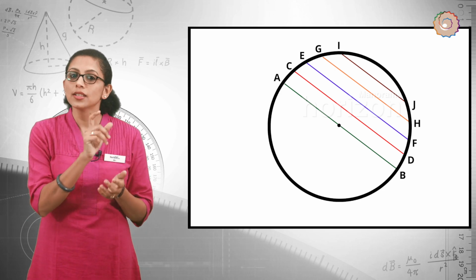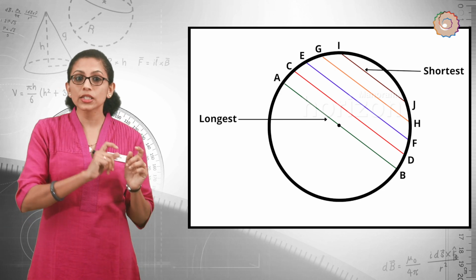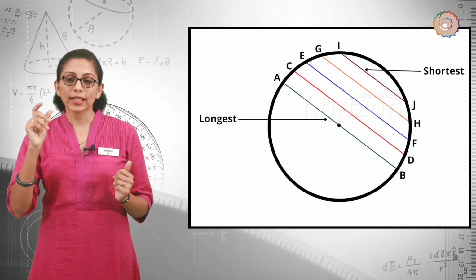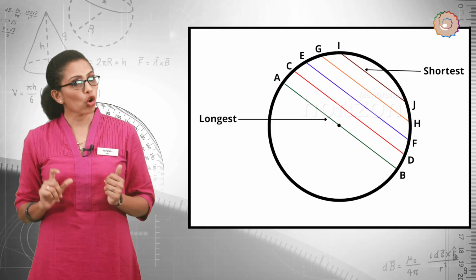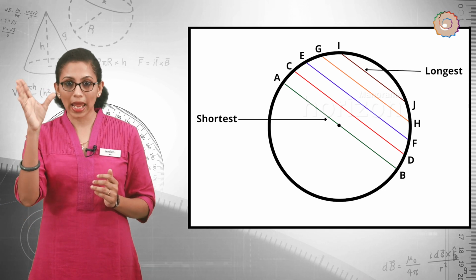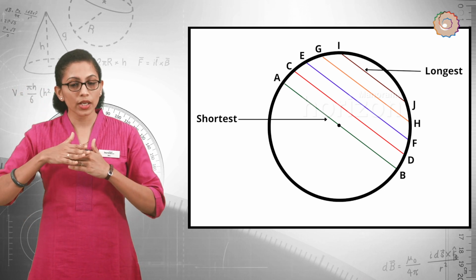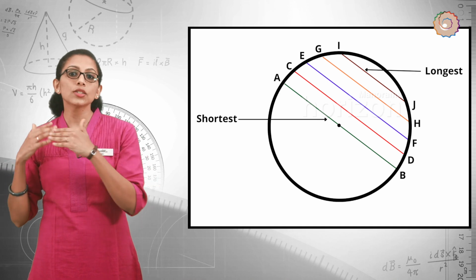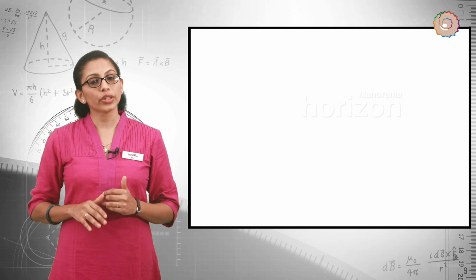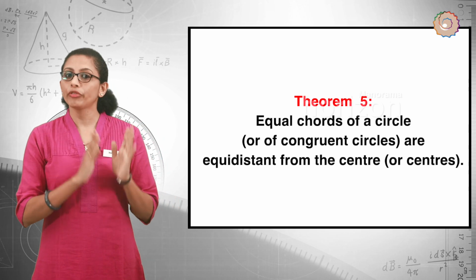Its distance is 0. So, AB is the longest chord in the figure shown, and if you refer, you can see IJ is the shortest chord. Also observe that the distance of AB is shortest from center, while the distance of IJ is the largest, right? Now let's move on to the next theorem, theorem number 5.